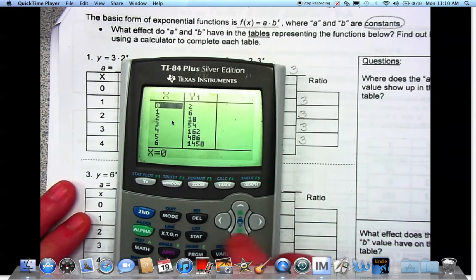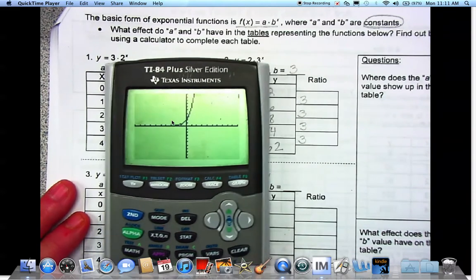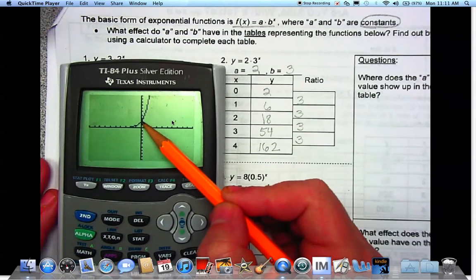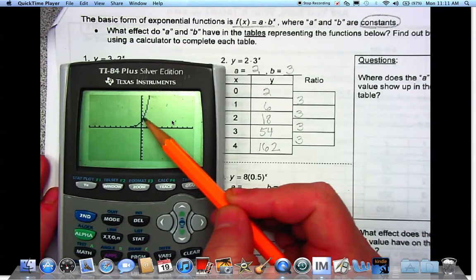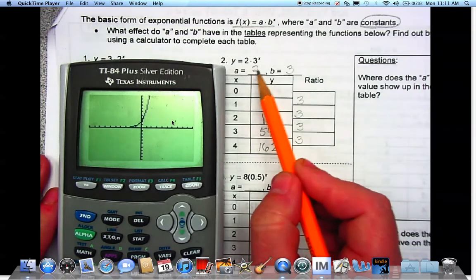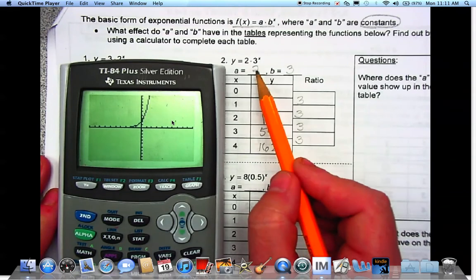Now you still have this one in your calculator? Let's graph it. Do zoom 6. Okay, and look at where it is crossing the y-axis. Where is it crossing the y-axis? At 2. At (0, 2), right? (0, 2) right here. So what is the a? It's the y-intercept. It's where it starts when x is 0, and it's the y-intercept.